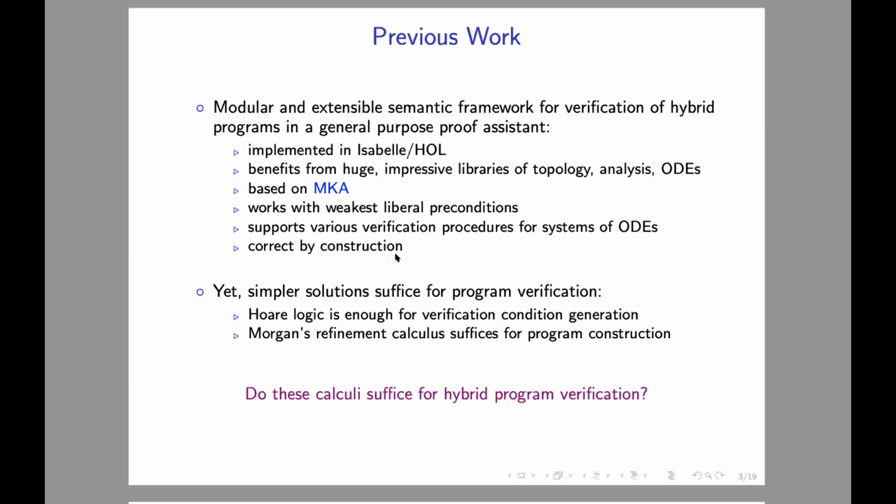Because this framework is shallowly embedded, we can quickly expand or refine it. In particular, there's a clear observation that Hoare logic is enough for verification condition generation, and the related Morgan's refinement calculus also suffices for program construction. There's a lot of extra information coming from forward operators, box operators, and diamond operators. So a natural question to ask is whether we can obtain within this framework variants of these calculi so that they can do hybrid program verification. That's the main contribution of our work.